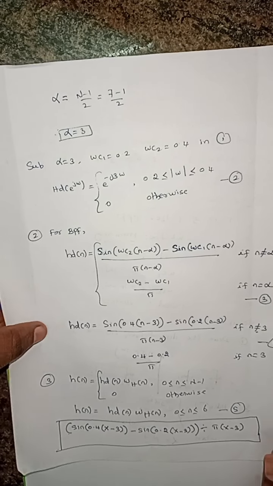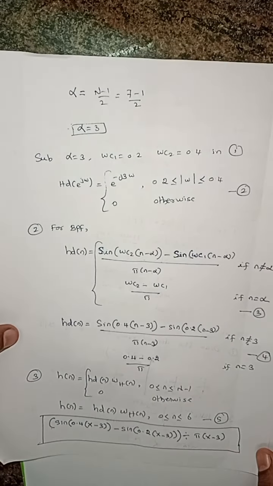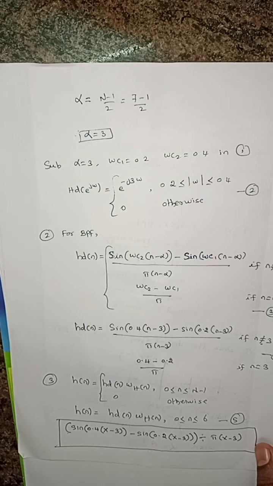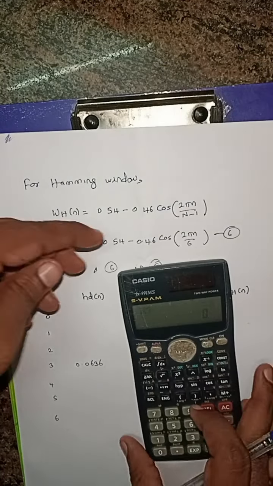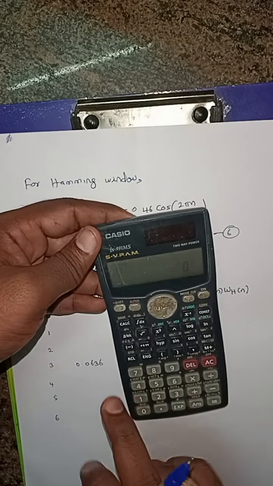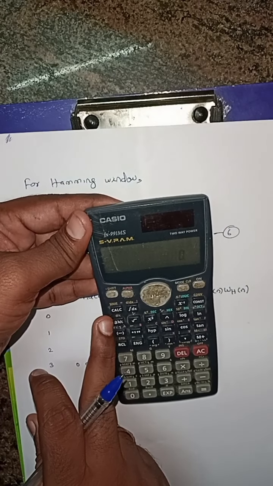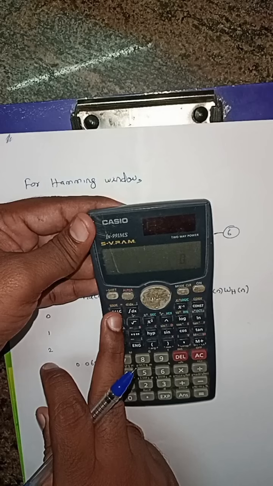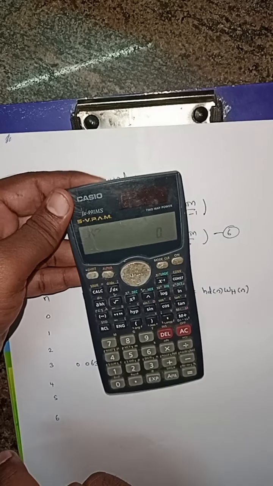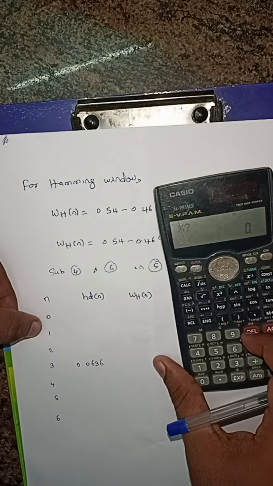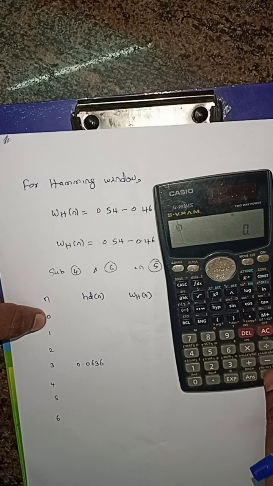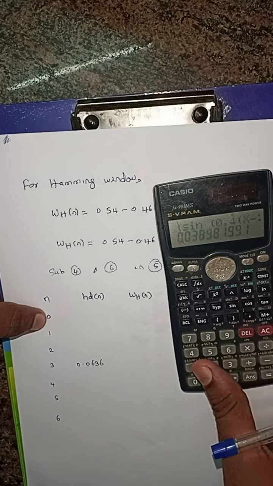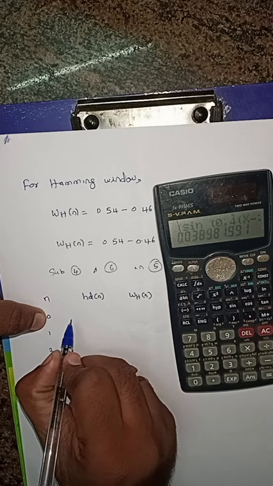Before that, ensure our calculator must be in radian mode. After we type this equation, press the calc option in our calculator. Below the shift button we have the calc option. If you press the calc option, we'll get x question mark. So for what value do you have to find? For x equal to 0 we have to find the value. So x equal to 0, if I substitute, I will get 0.038.